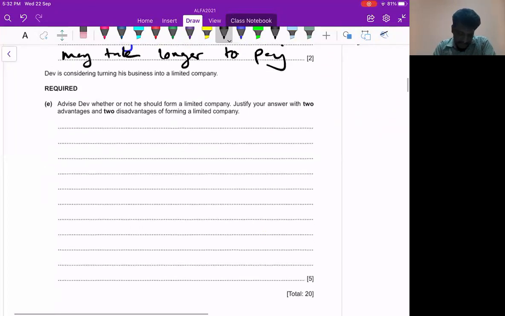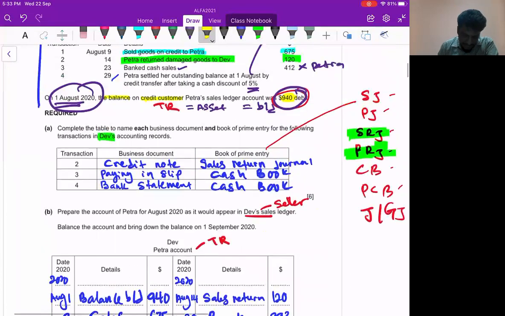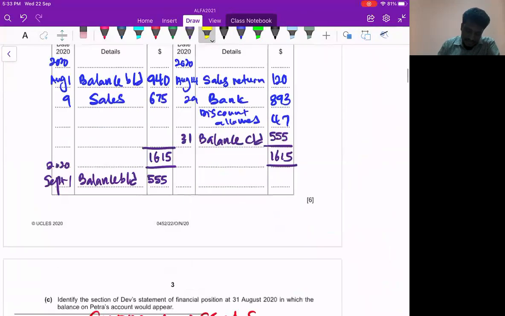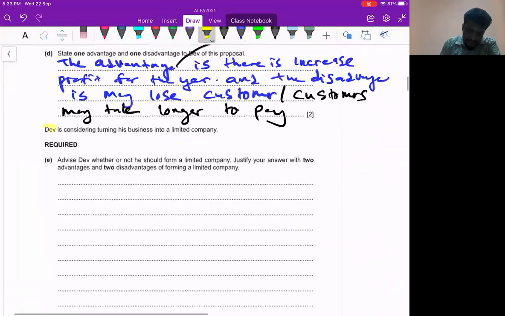Okay, next one. Dave is considering turning his business into a limited company. Now Dave is a sole trader, right? Dave owns a business selling furniture. So yes, he is a sole trader.